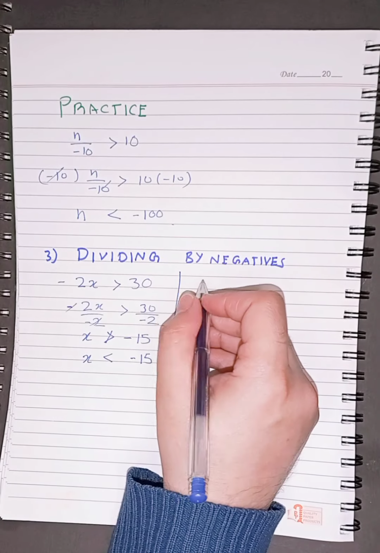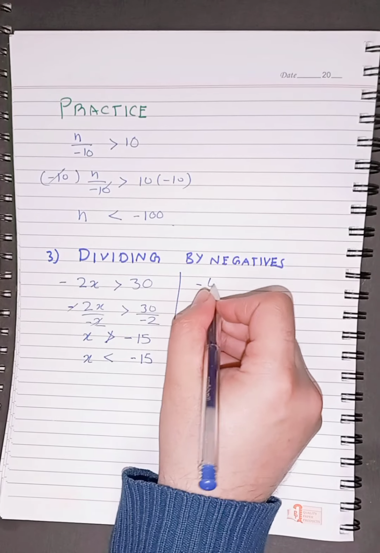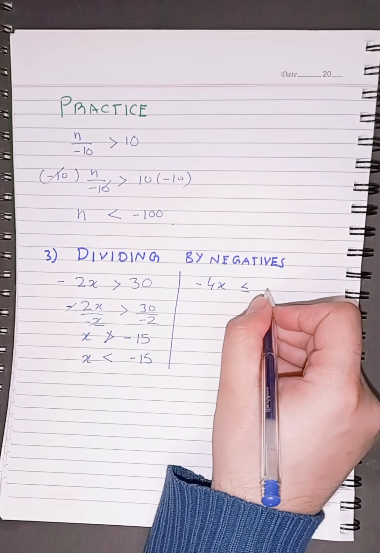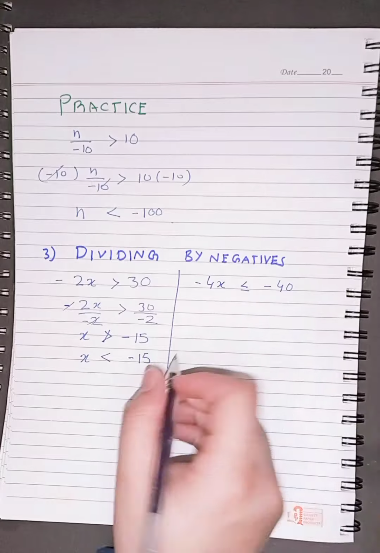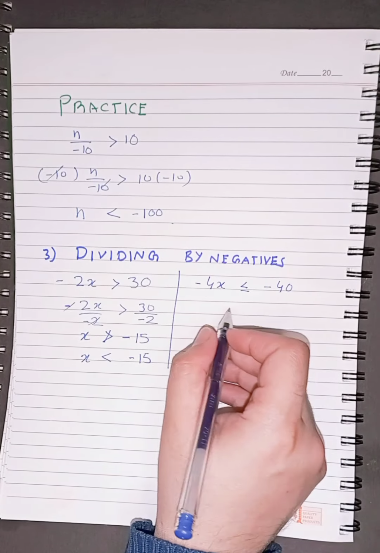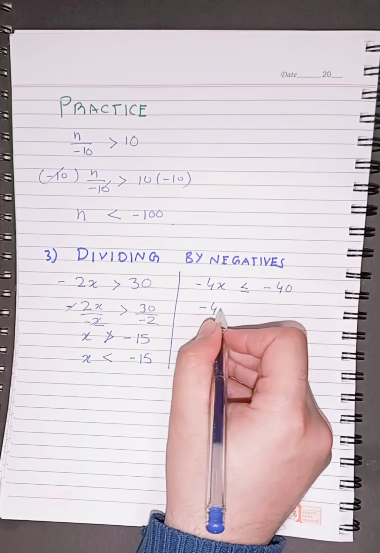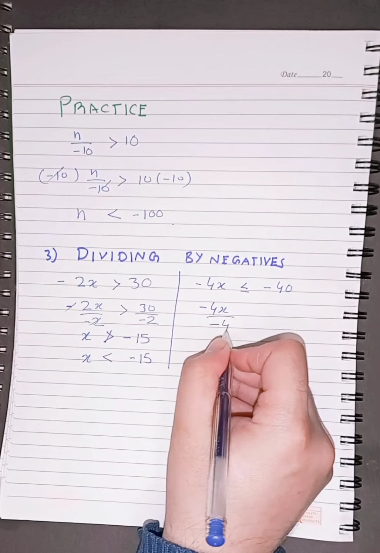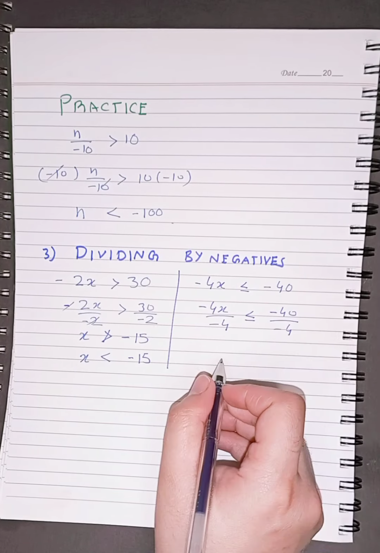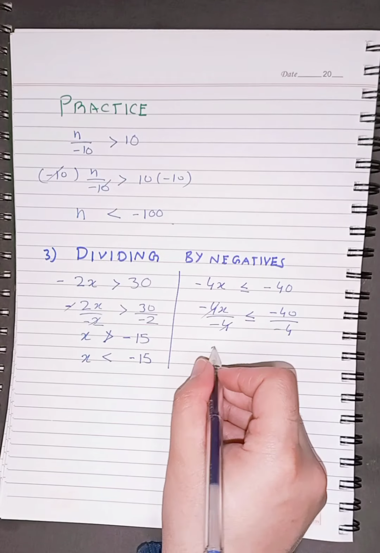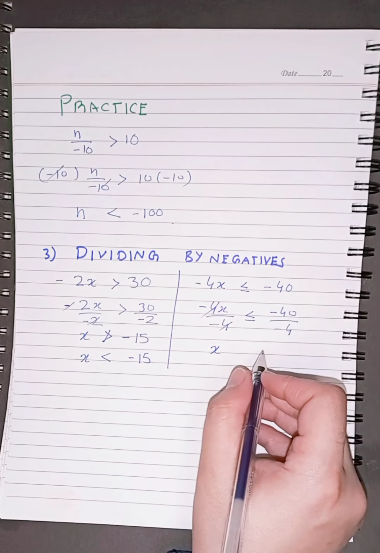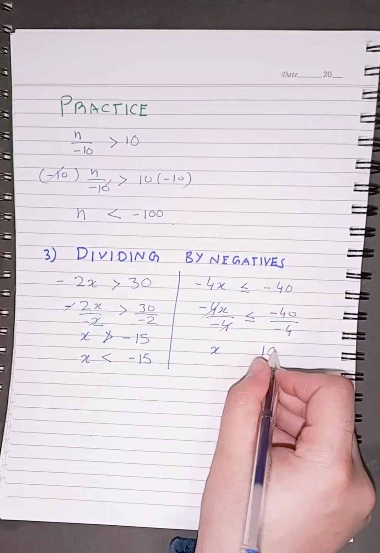Let's see another example. If you have a question like minus 4x less than or equal to minus 40, in order to solve it, obviously you will divide by negative 4 on both sides of the equation. So it will be negative 4x over negative 4 is less than or equal to negative 40 over negative 4. Negative 4 and negative 4 cancel out. You have x here, and minus 40 over minus 4 will be 10 here.